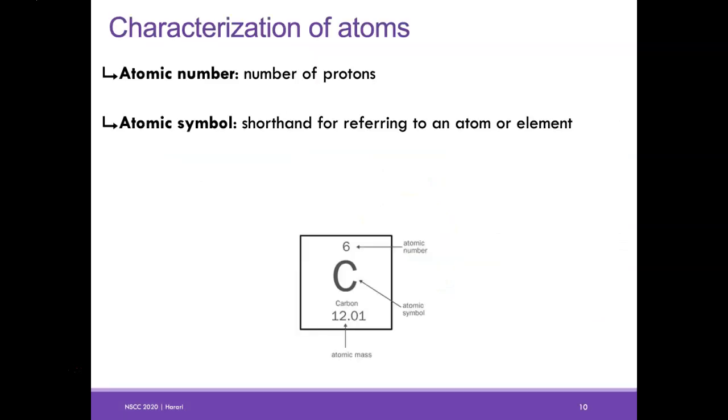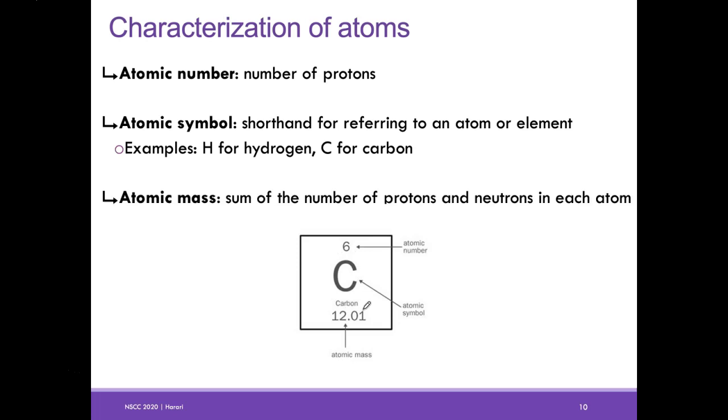So these are some important terms. The atomic number refers to the number of protons. So the atomic number for carbon is 6 because it has 6 protons in the nucleus. And the atomic symbol is just the letter or 2 letters that represents the element. So C is for carbon, Na is for sodium, Au is for gold. So some of them are a little more tricky. And the atomic mass is another number you should be familiar with, and that's the sum of the number of protons and neutrons in each atom.